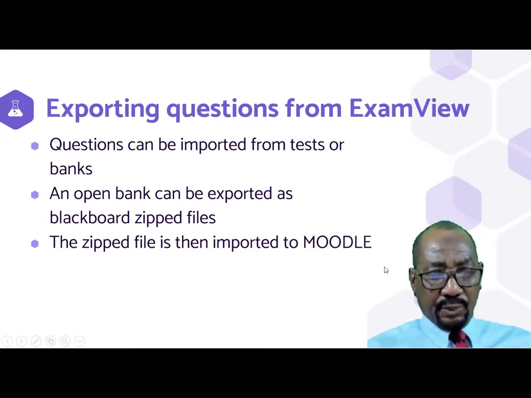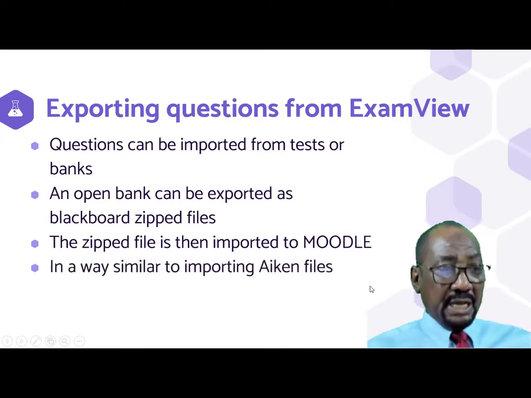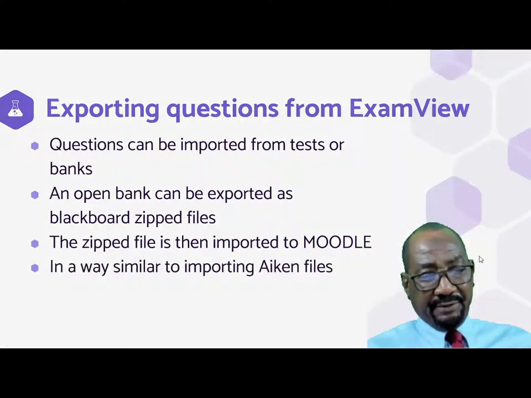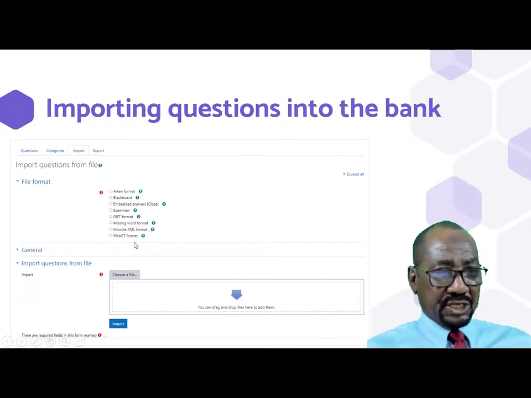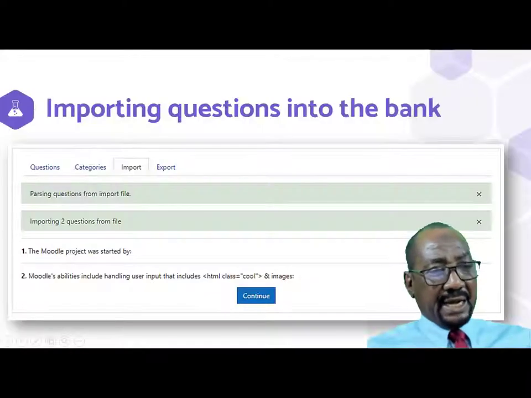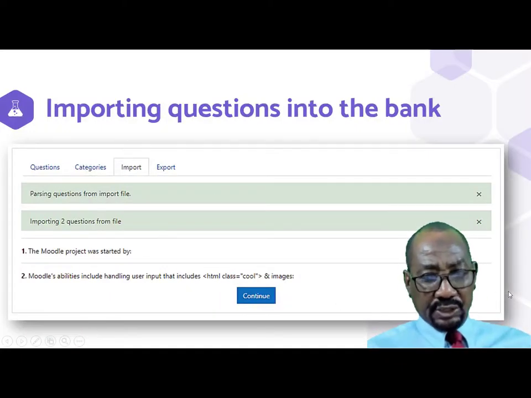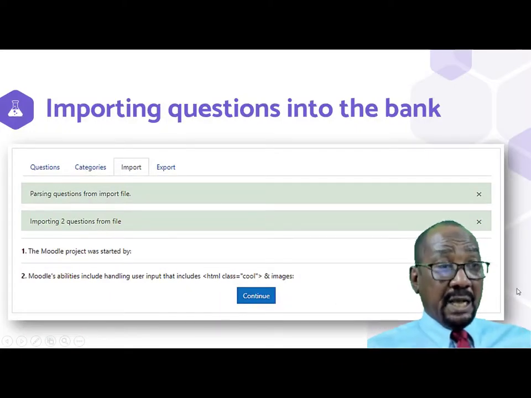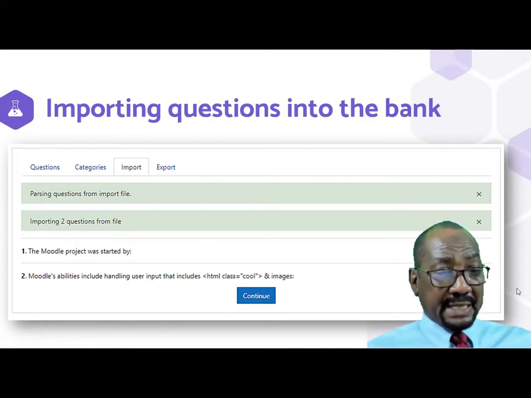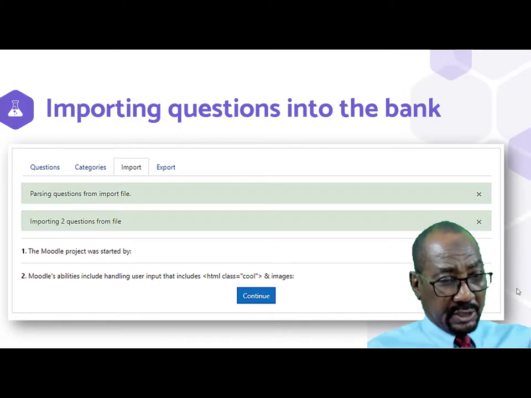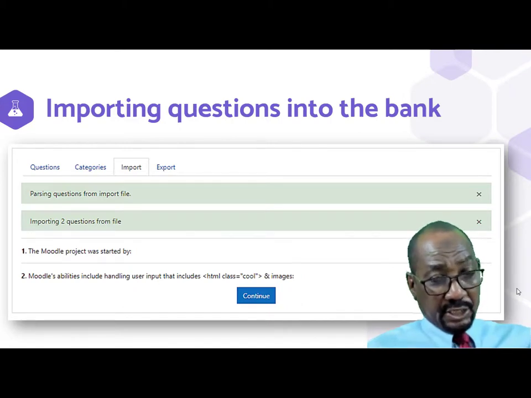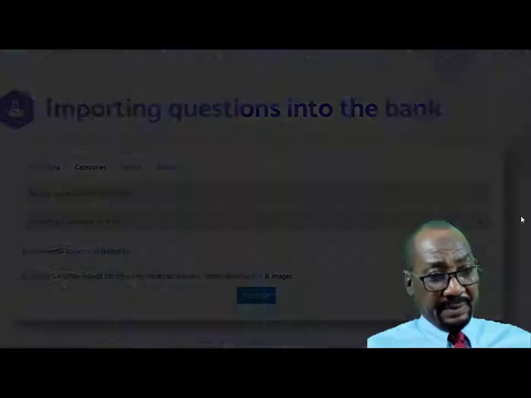Then the zipped file can be imported to Moodle in a way similar to importing ICON files. And if you remember, we opened this import tab, and there, instead of clicking on ICON, we click on Blackboard, and then we drag and drop the file there. And after the questions are imported, you click continue, and here the bank will be added as a new category. It's a totally new category. It is not added to the course's default category. You will find it as a separate category.